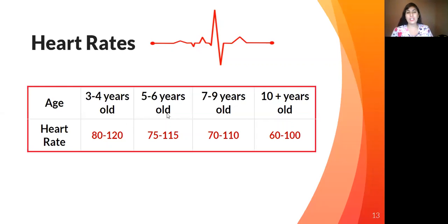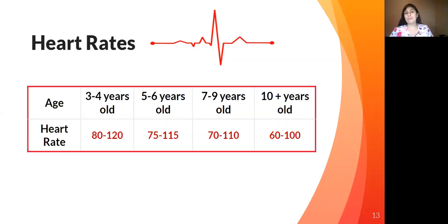So if you look at this chart right here, it's showing you what the typical heart rate would look like depending on how old you are. So if you're maybe in kindergarten, first grade, anywhere from 5 to 6 years old, your normal heart rate is about 75 when you're resting.